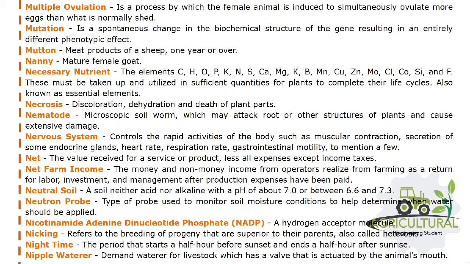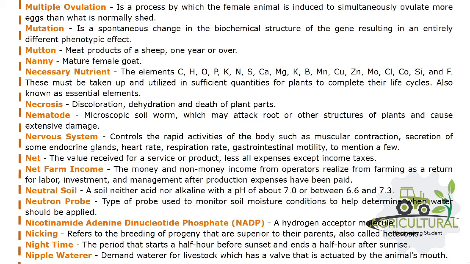Nanny, mature female goat. Necessary nutrient, the elements carbon, hydrogen, oxygen, phosphorus, potassium, nitrogen, sulfur, calcium, magnesium, iron, boron, manganese, copper, zinc, molybdenum, chlorine, cobalt, silicon and fluorine. These must be taken up and utilized in sufficient quantities for plants to complete their life cycles. Also known as essential elements. Necrosis, discoloration, dehydration and death of plant parts. Nematode, microscopic soil worm, which may attack root or other structures of plants and cause extensive damage.